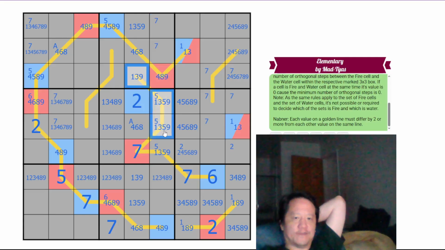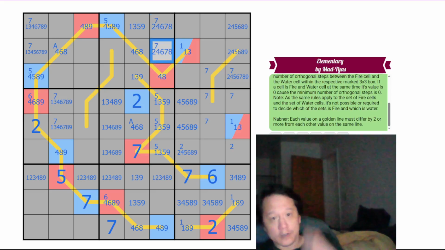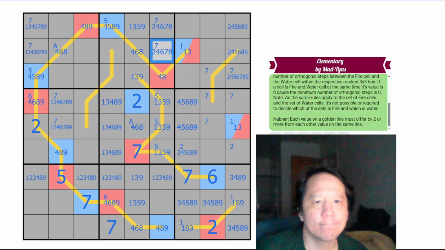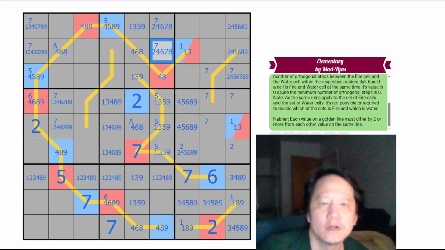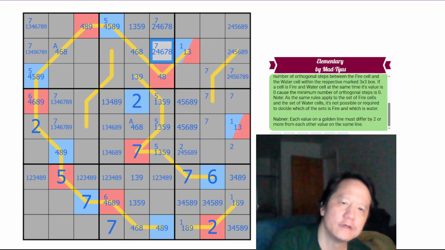Oh, 1, 3, 5, 9 all see these three cells here. So this cannot be 1, 3, 5 or 9 here. So there's no 9 here. These are non-1, 3, 5, 9, so they're even or they're 7. Interesting. That's interesting.